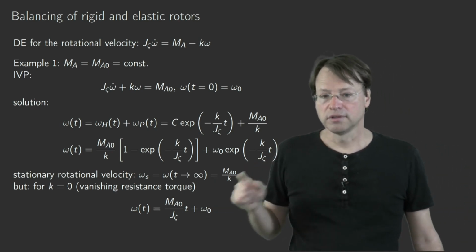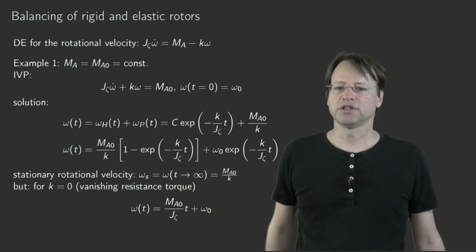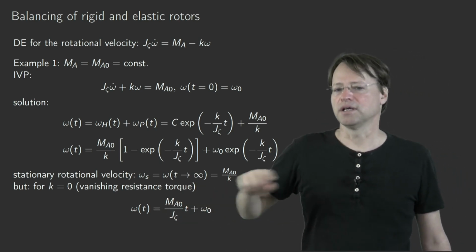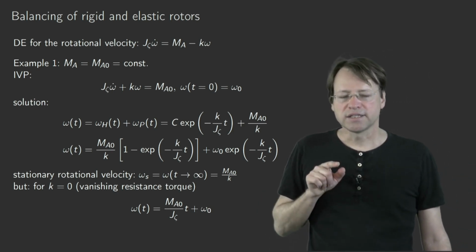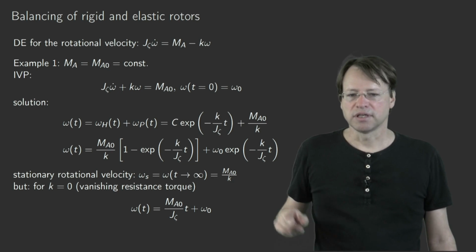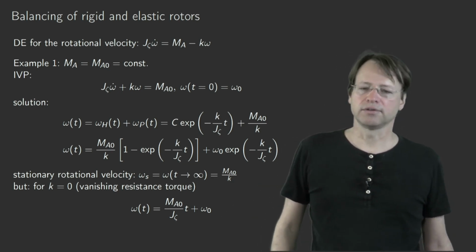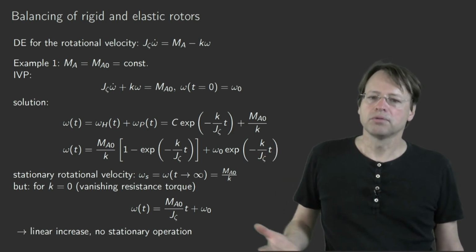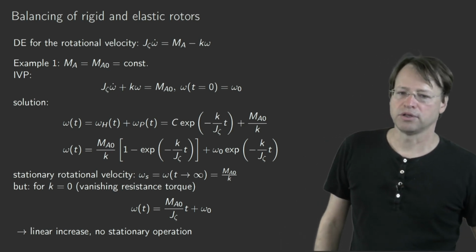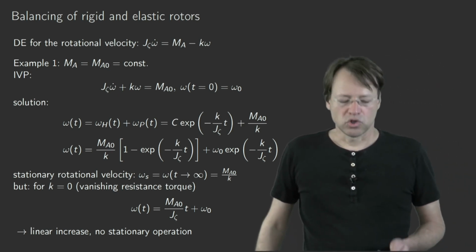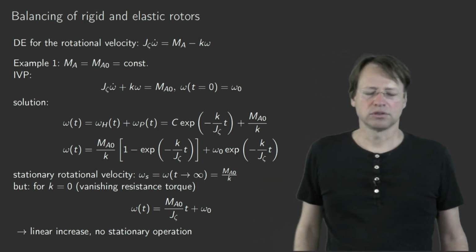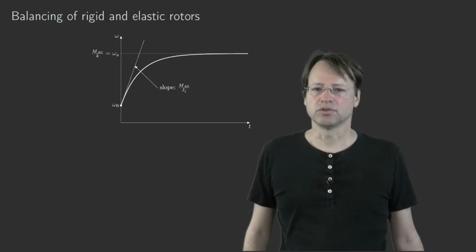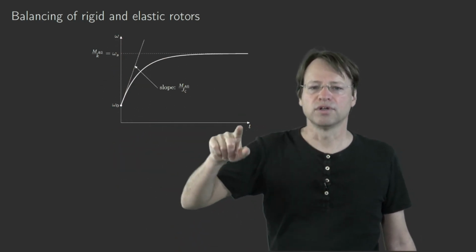In this case, however, you can see there is no stationary rotational velocity because you have a linear increase of omega, of the rotational velocity. As I said, your power supply is limited, and this is not possible. This is not a result that is of importance in practice. So just to show you that there could be cases where a stationary operation is not possible, I would like to show you some diagrams on this, just to give you visible information on the solution. So in the first diagram, you see omega over t.